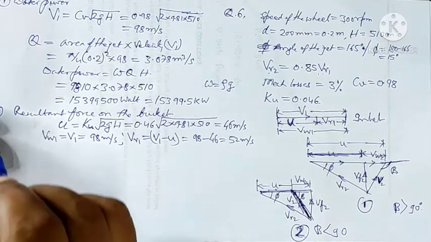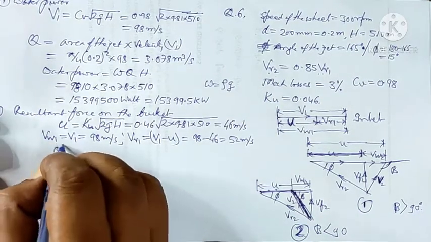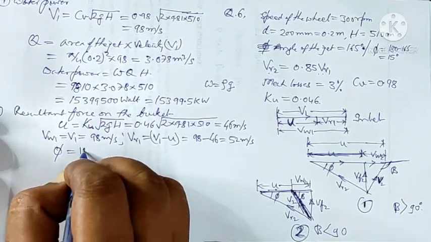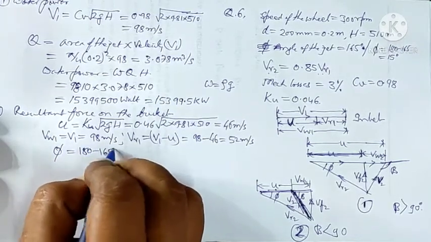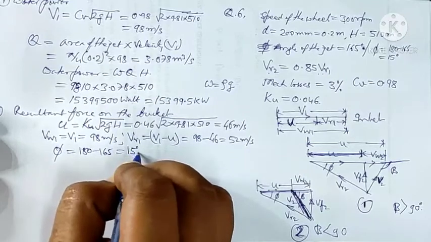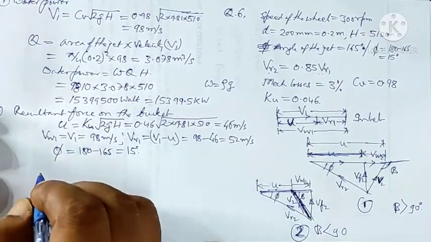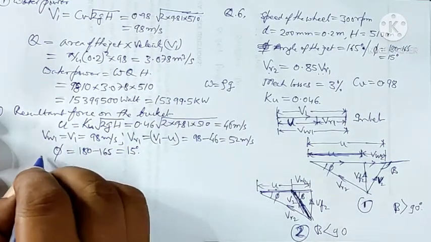Now at the exit, we know φ is equal to 180 minus 165, that is 15 degrees, and that is the blade angle at the exit.